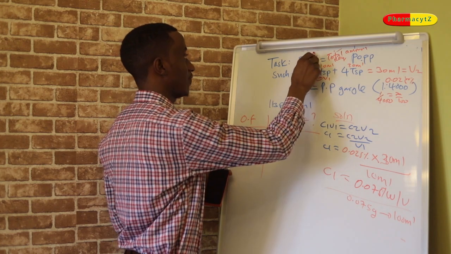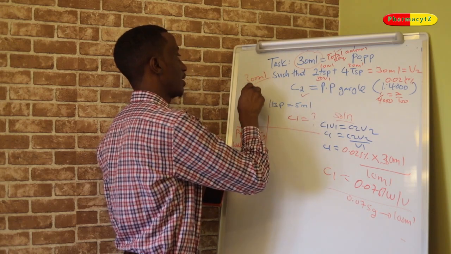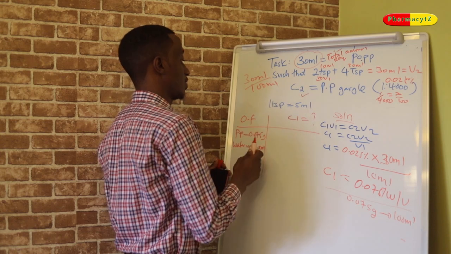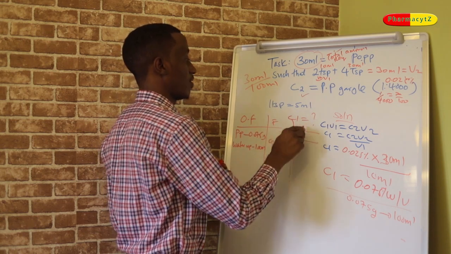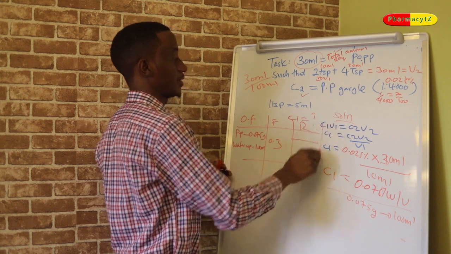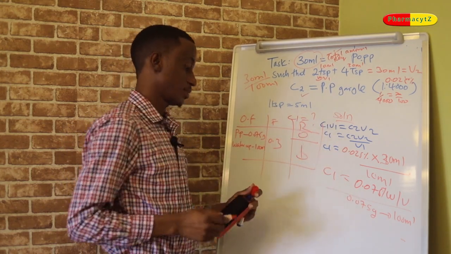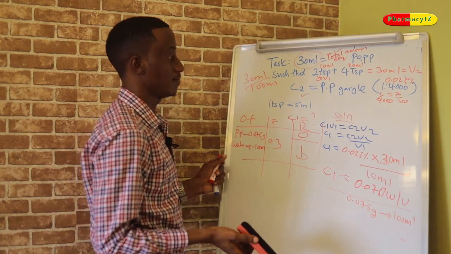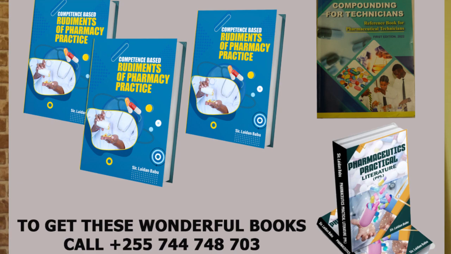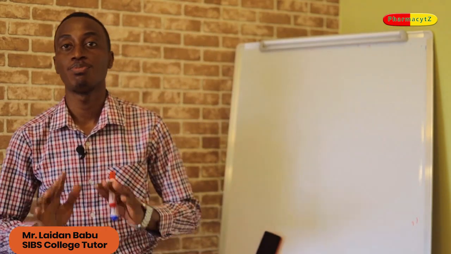Then find the factor from the required. The factor is 30 mils divided by 100, which is the total. Then you will get 0.3. Then find the amount required. Thereafter, you dissolve this amount up to the required amount of water, that is 30 mils. Alright, that is all about dilution, and now we shall be jumping to the other session, which is posology.